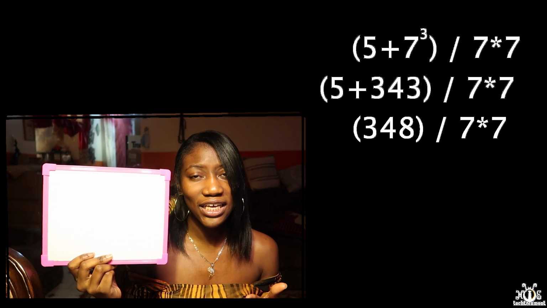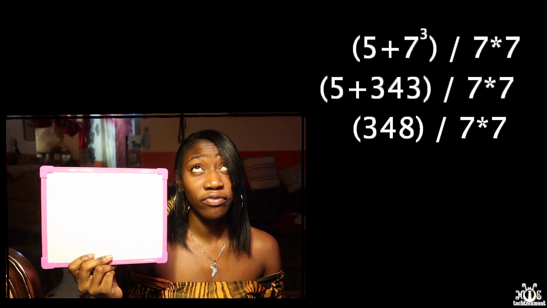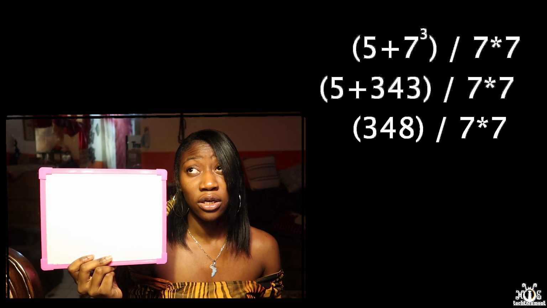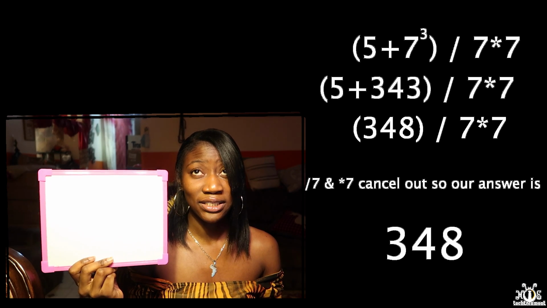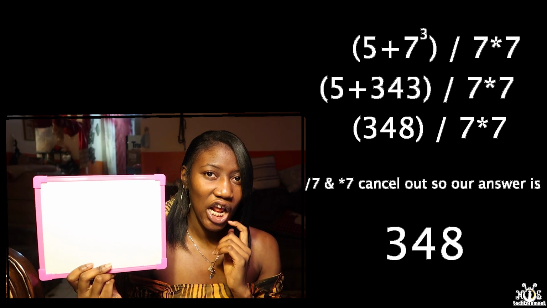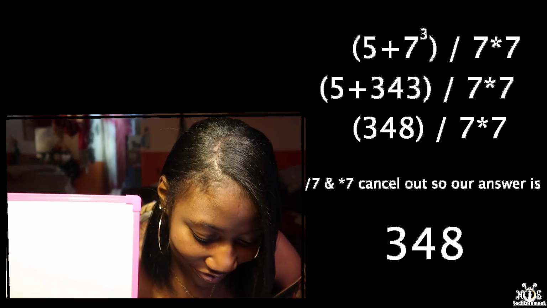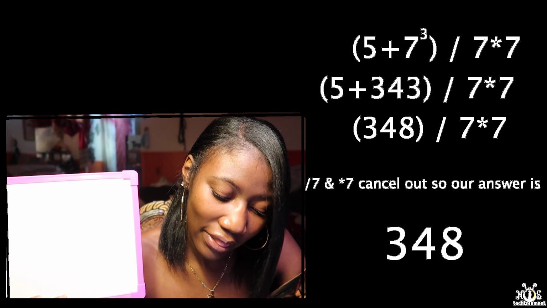So what's next is we're going to divide it by 7. 343 divided by 7, that's 49. So 348 divided by 7, that is 49.7. Let me do it real quick, hold on. Okay.